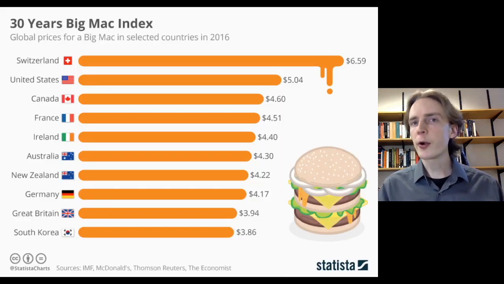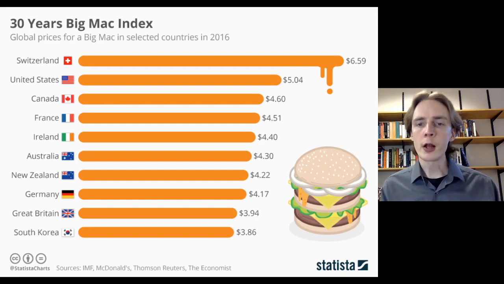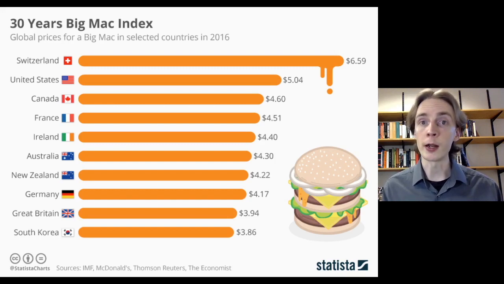So if you convert the price of a Big Mac in any different country back to dollars, you can see which countries have overvalued currencies versus undervalued currencies at the current exchange rate. So up here you can see that Swiss francs are pretty dramatically overvalued. What does that mean? It means you can't buy as much with them at the current exchange rate. And on the other hand, the Korean won at the bottom down there is pretty undervalued, which means you can buy more Big Macs with them at the current exchange rate.